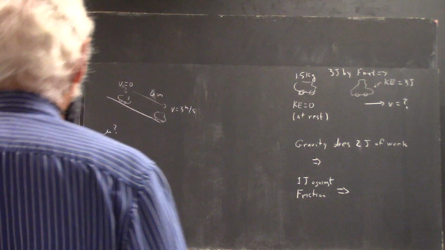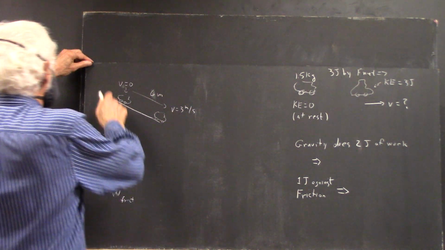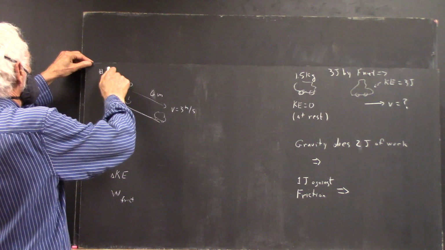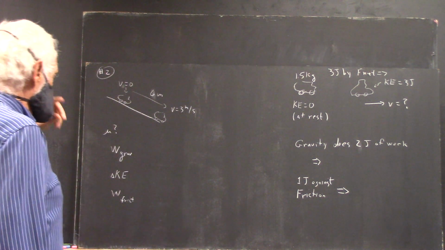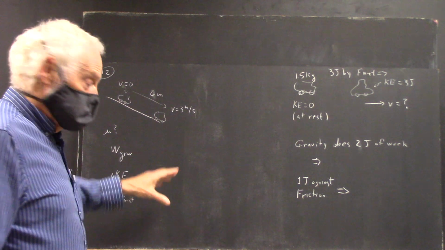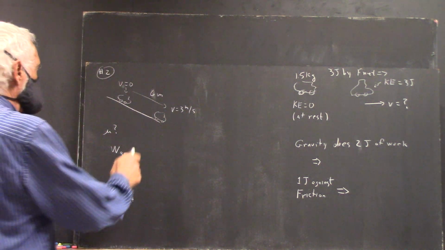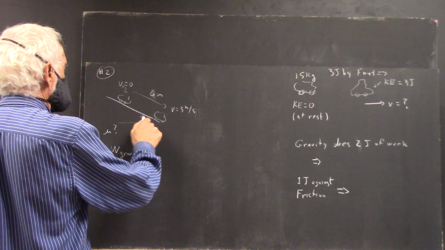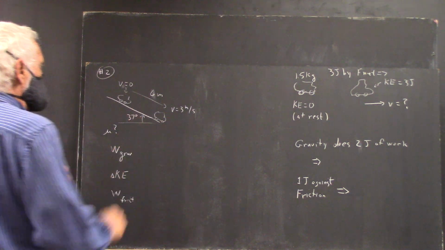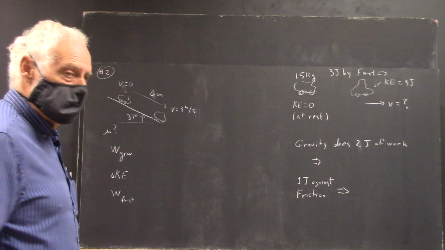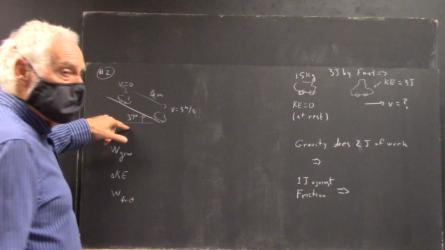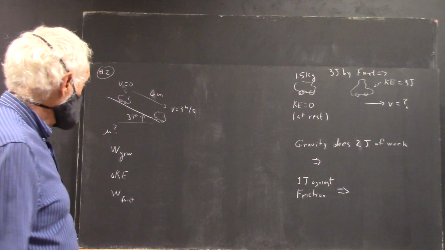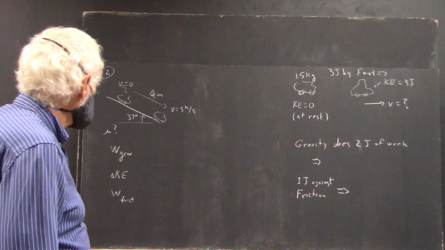Okay. I think this was number 2. And we just talked about it, but let's just write it out. Okay, so we know that this is 37 degrees. Because I told you the angle with vertical is 53 degrees, that means your angle with horizontal is 37 degrees, and that's the angle you want to work with.